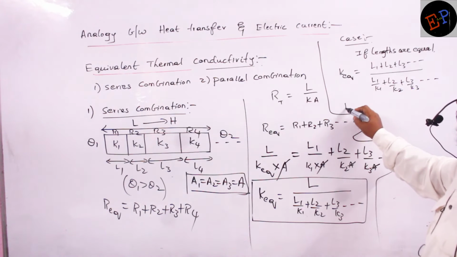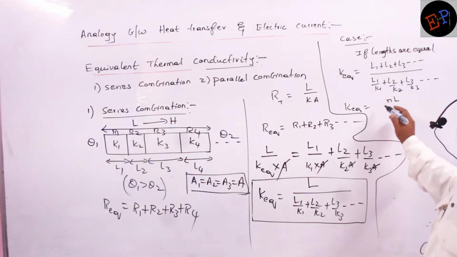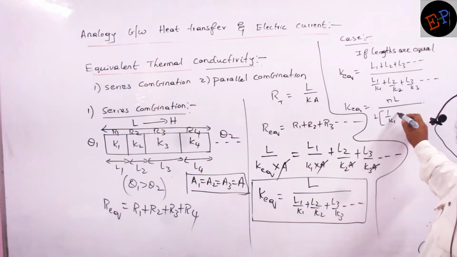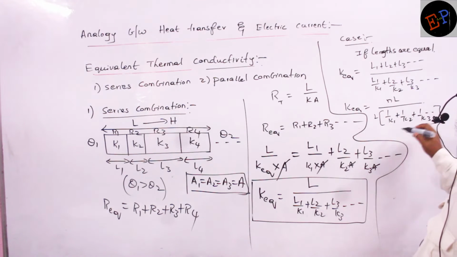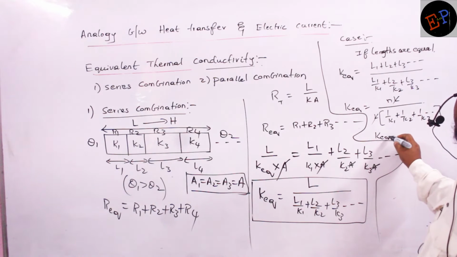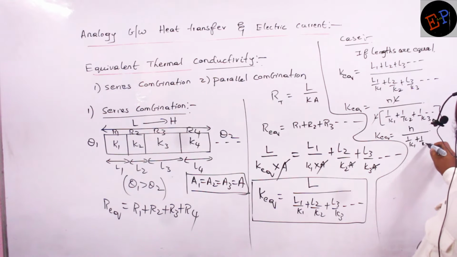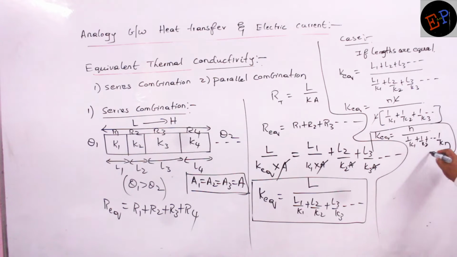So if lengths are equal and there are n rods present, then I can write n into L divided by L, if I take common, then I am left with 1 by K1 plus 1 by K2 plus 1 by K3, and it goes on like this. L and L will get cancelled, so K equivalent is n divided by 1 by K1 plus 1 by K2 up to 1 by Kn if n rods are present. Understood? So this is one equation which I can write.